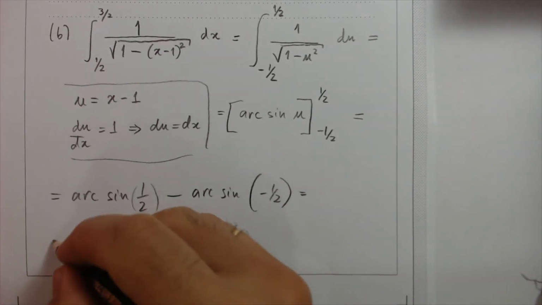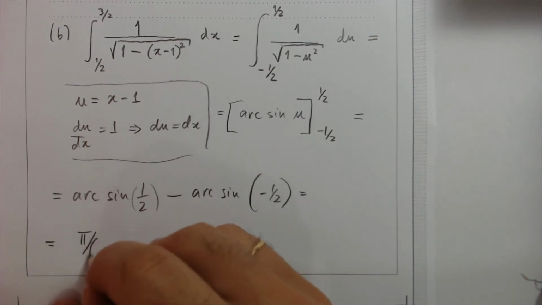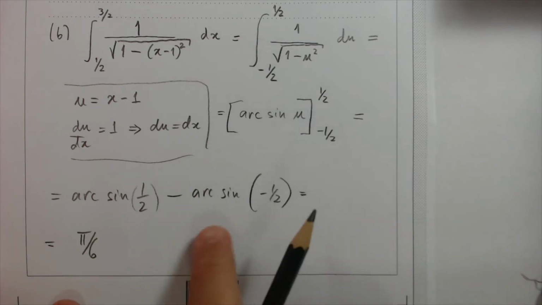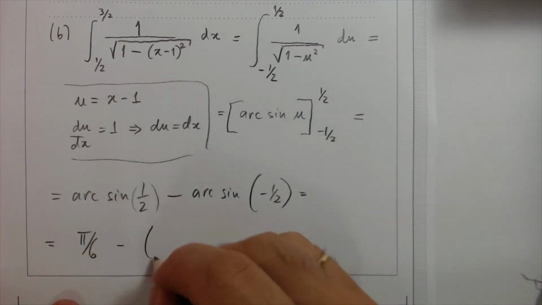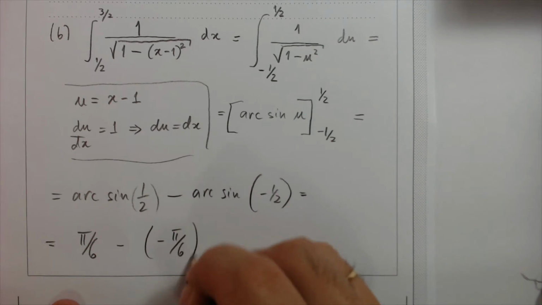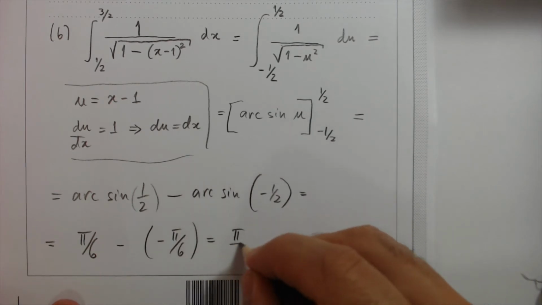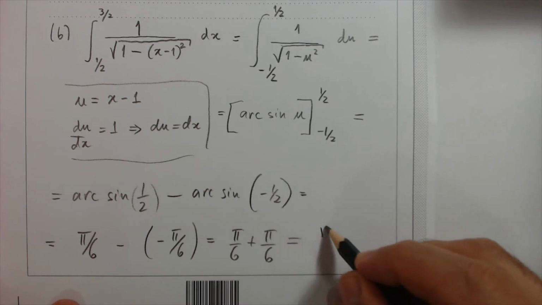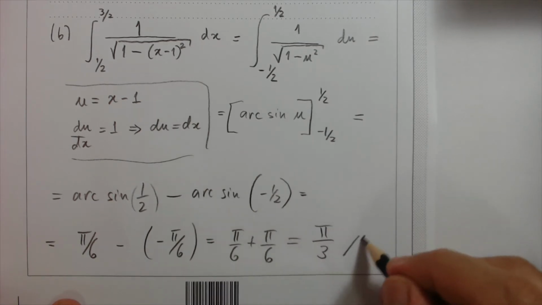Arc sine half is 30 degrees or pi over 6. In this case, we must use pi over 6. And arc sine of minus half is minus pi over 6. Pi over 6 plus pi over 6 is equal to 2 pi over 6, which is pi over 3.